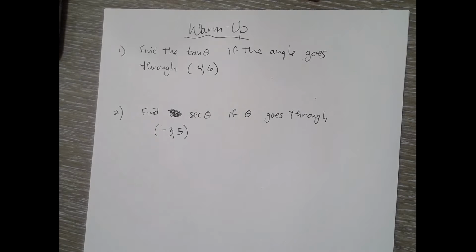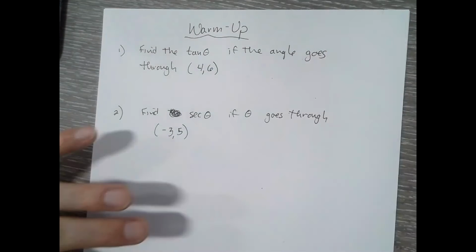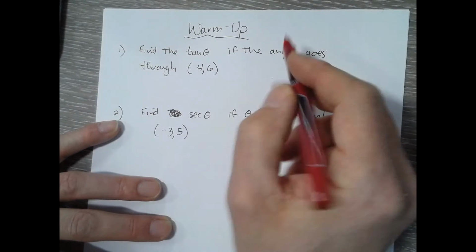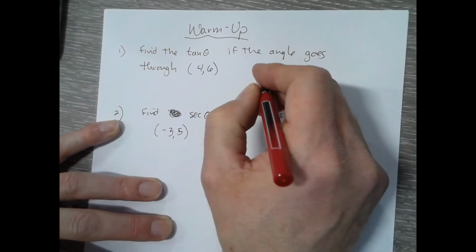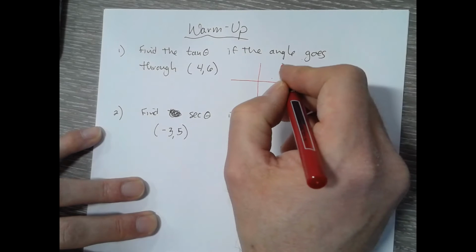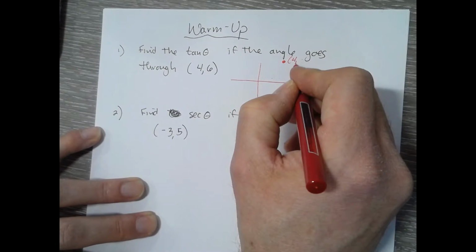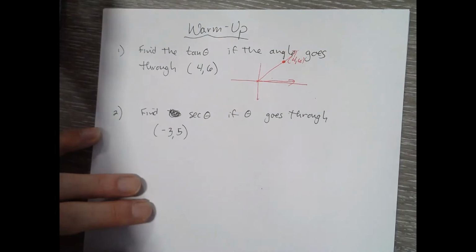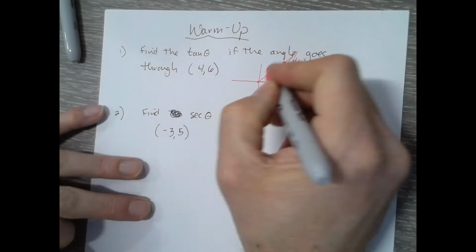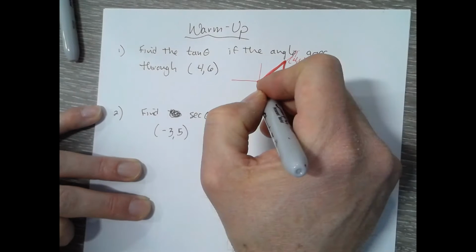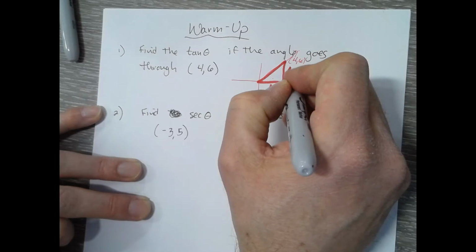Alright, I'm hearing some good progress by quite a few people. I just want to make sure everybody understands what's going on. I'll help you with the first one, then hopefully you can complete the second one. So the point 4, 6 is in what quadrant? Quadrant 1. Somewhere up here, we'll call that 4, 6. Here is my angle. Okay, so we can draw our triangle. If it's 4, 6, that means I went over 4 and up 6.